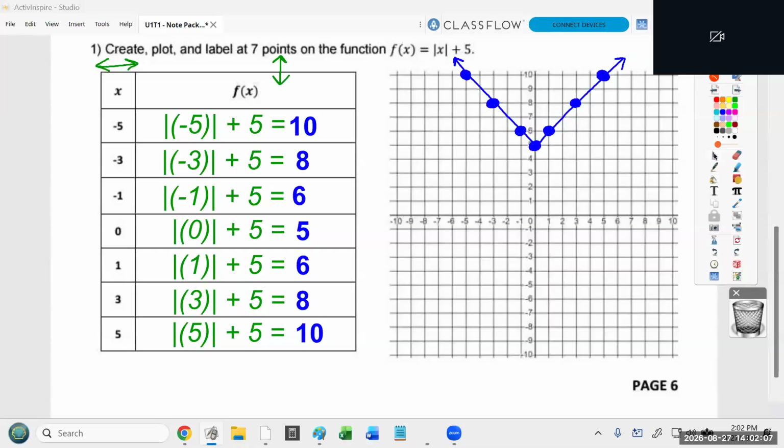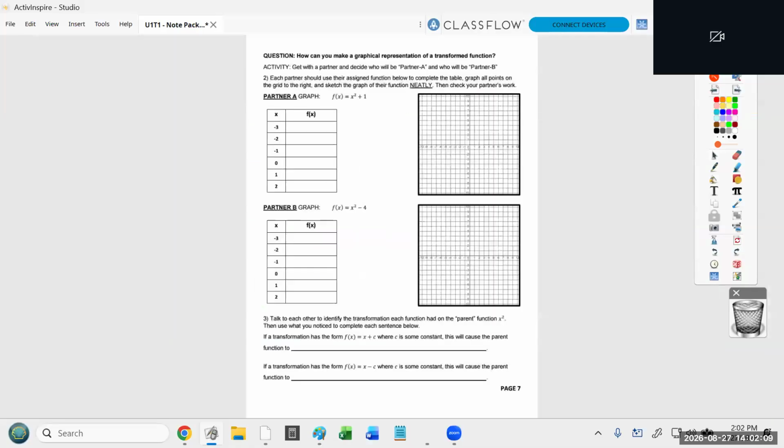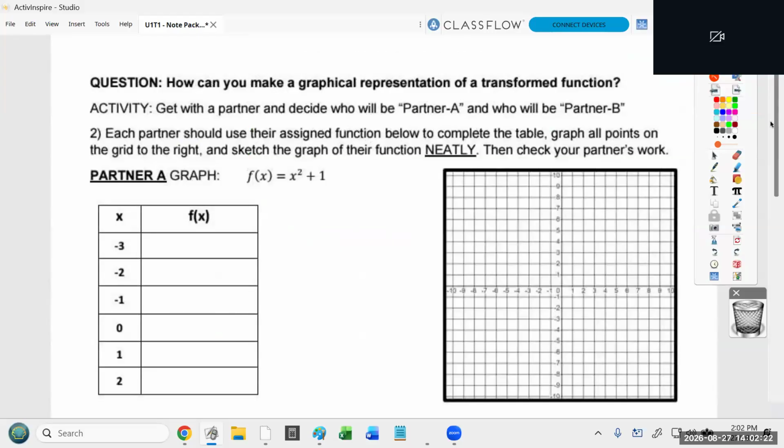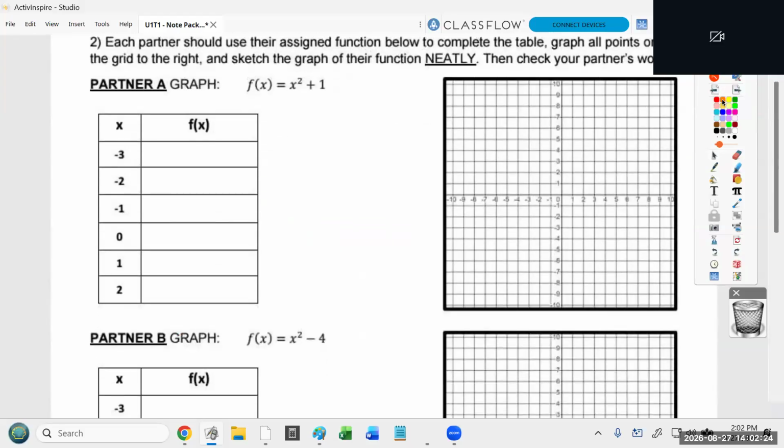All right, turn the page, please. We're now on page, what is this, 7, I think? Yes, page 7. Now again, I'm going to be partner A, you all will be partner B, but watch me do the first part and kind of follow along. Our goal is to create a graph of that function. That's what we want to try to do here.